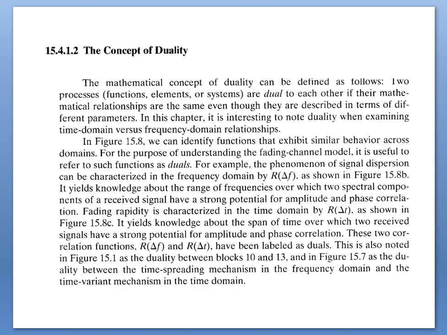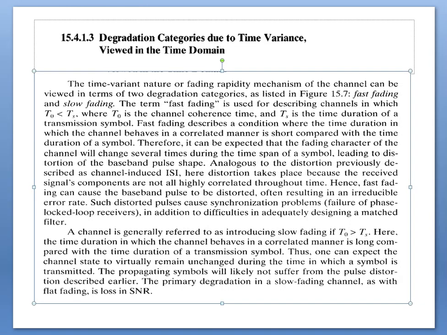It yields knowledge about the span of time over which two received signals have a strong potential for amplitude and phase correlation. These two correlation functions, R delta of f and R delta of t, can be labeled as duals in the sense that R delta of f is in the frequency domain and R delta of t is in the time domain. Note also the duality between the blocks in the figure above: the time spreading mechanism in the frequency domain and the time variant mechanism in the time domain.